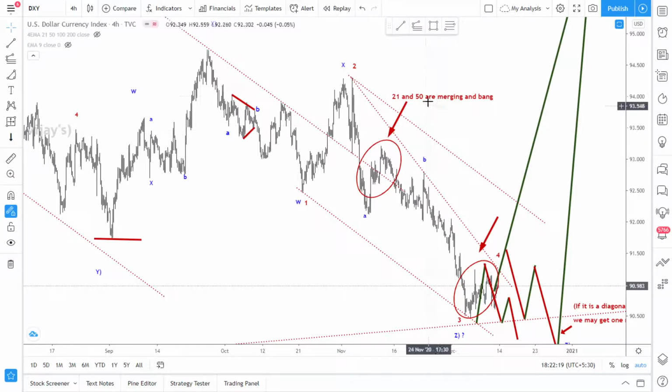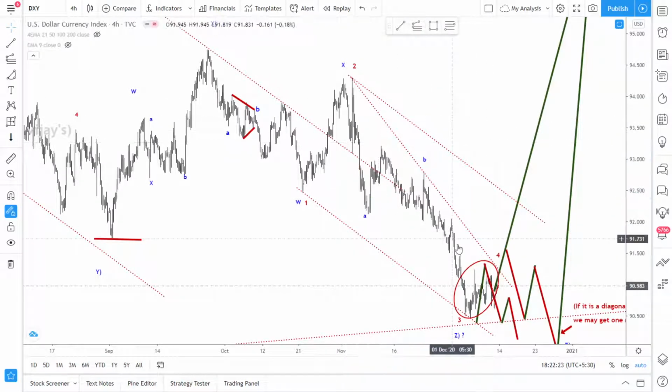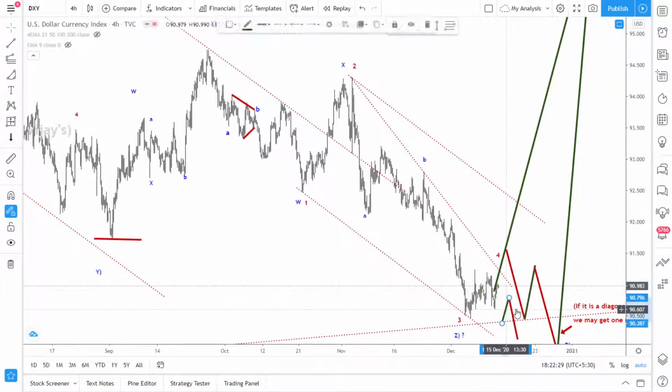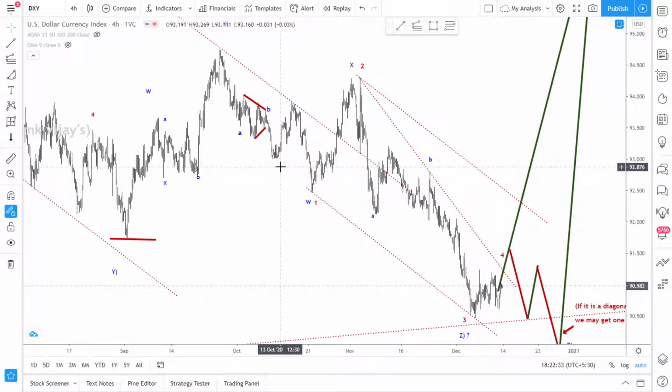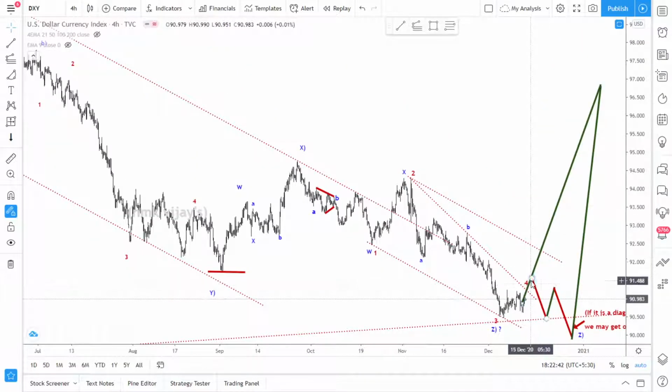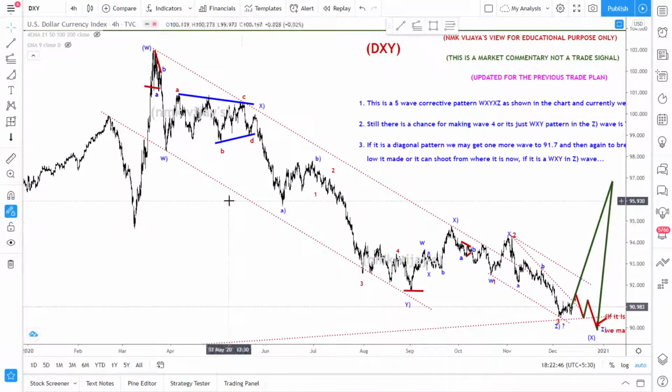If it is in WXY, then from here it has to go short. Otherwise, if it still continues, one more low is also possible. The same thing applies in EUR/USD also, the same but vice versa, inverted.